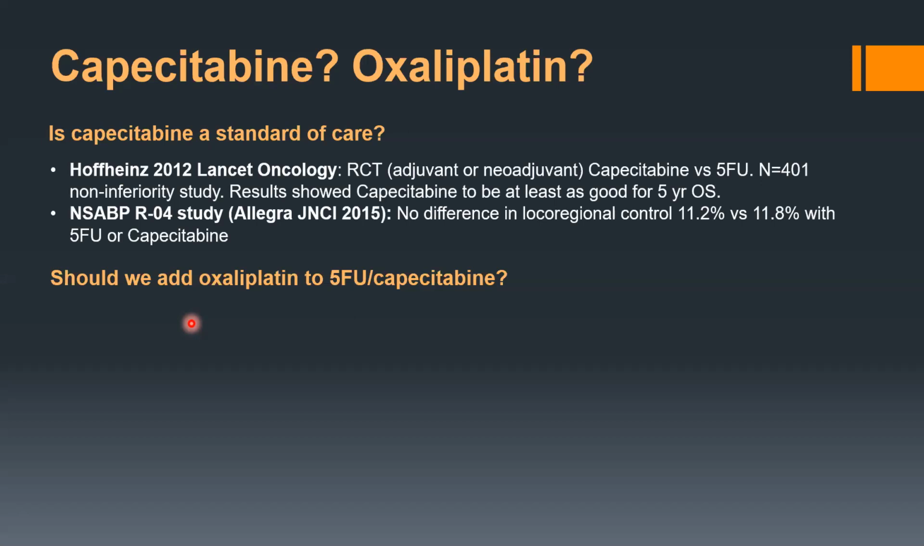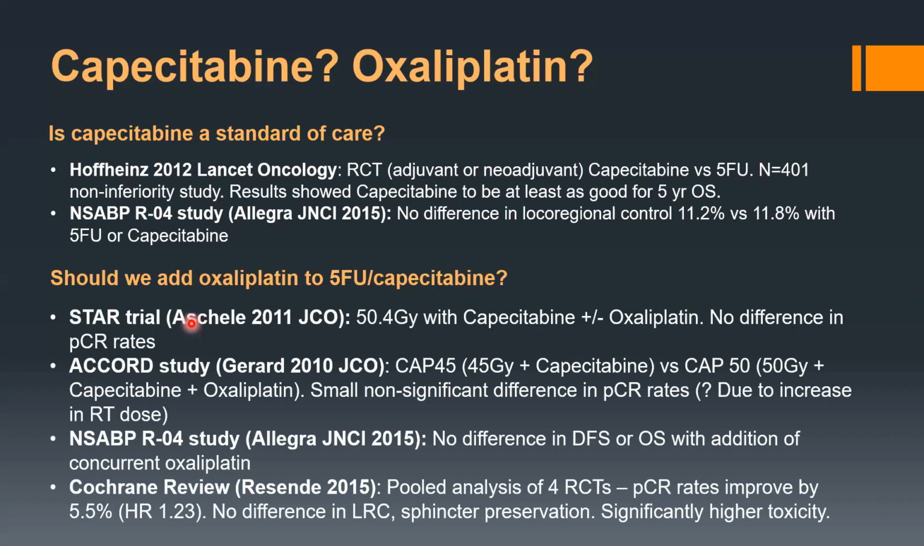The other question to ask was that if we added oxaliplatin to 5-FU or capecitabine, just like you do in the adjuvant setting, for example, with the CAPOX or FOLFOX regimen, would there be a greater benefit? And there have been 3 studies and a Cochrane review, which all showed that addition of oxaliplatin does not benefit in terms of the pCR rates or in terms of survival outcomes over just giving capecitabine. So doublet chemotherapy concurrent with radiotherapy is not beneficial.